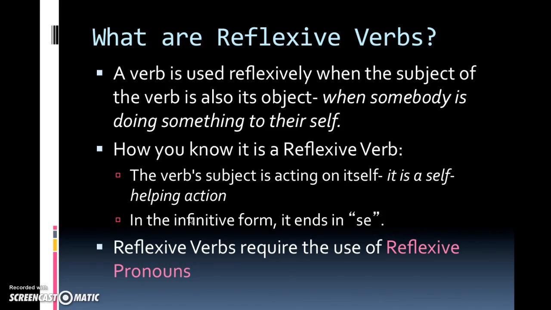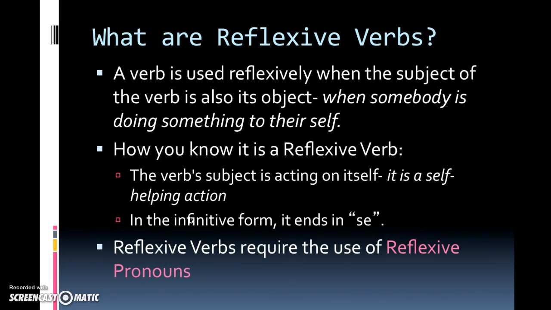All right, so we're going to talk about reflexive verbs. What are reflexive verbs? A verb is used reflexively when the subject of the verb is also its object, when somebody's doing something for themselves. So I think of reflexive verbs just like they sound.